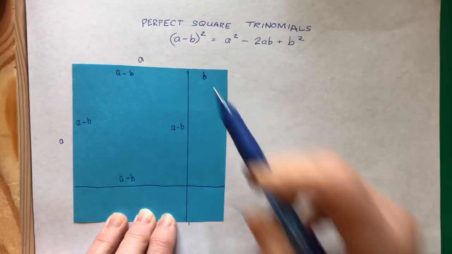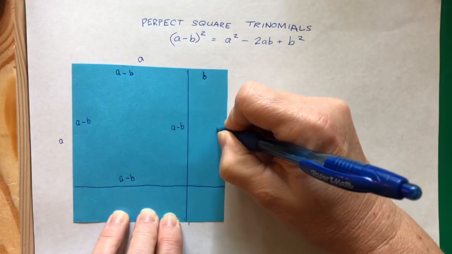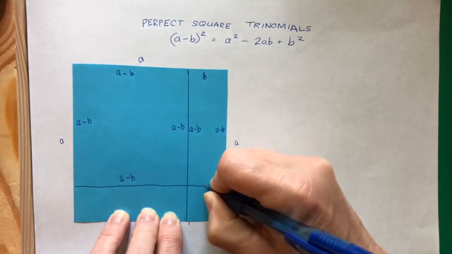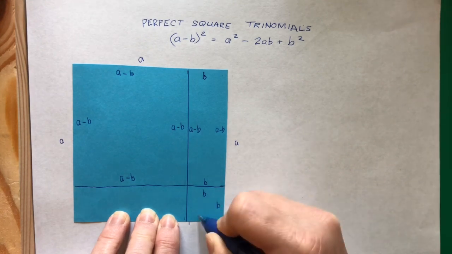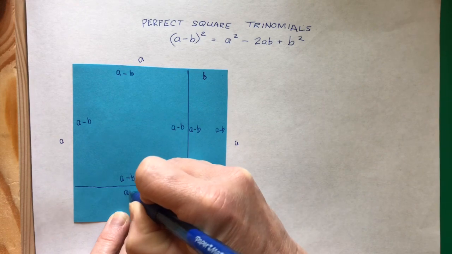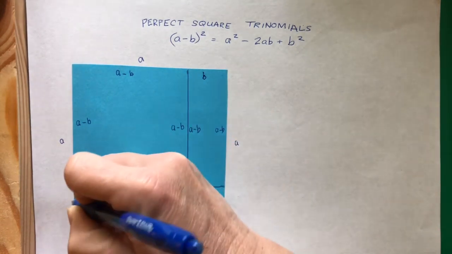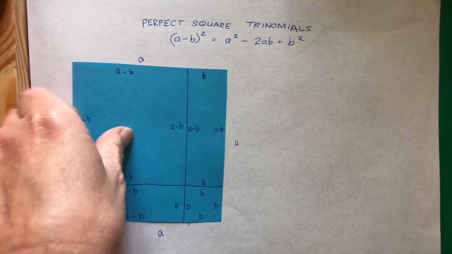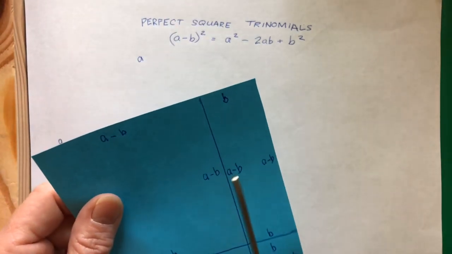Let's look at how big all of the rest of these are. This side right here is a minus b. This is a minus b. This is b. So what's that make this one? b. All four sides of this are b. And then we have a minus b, a minus b, and we have b. Now, I'm going to cut these extra pieces off.